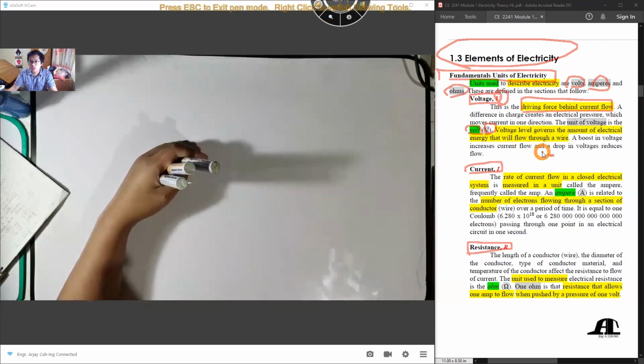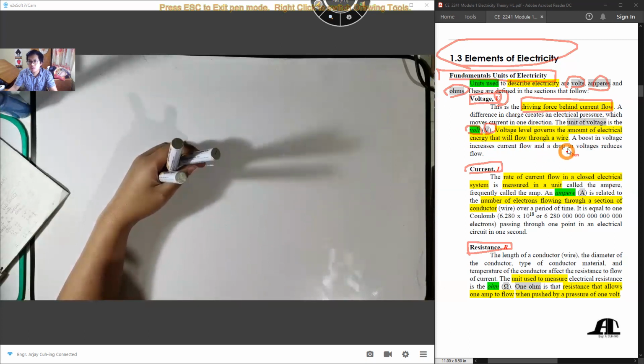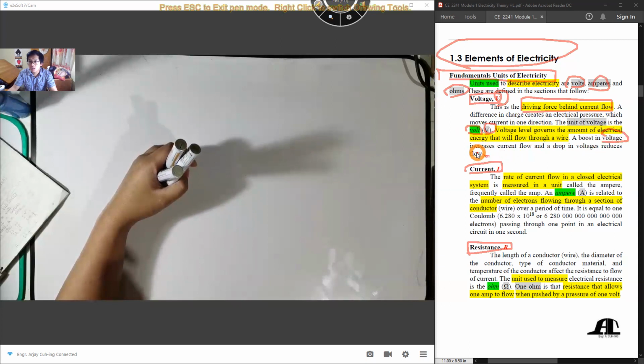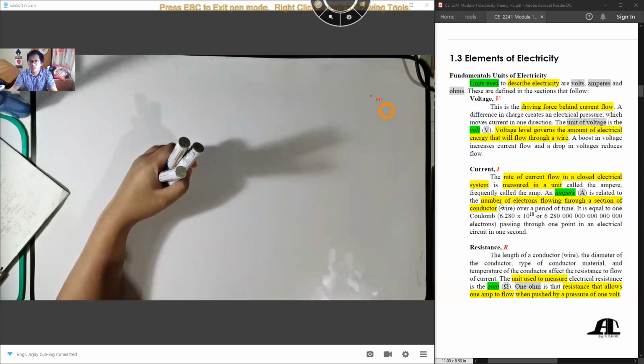Yeah, so another definition class of voltage is voltage level governs the amount of electrical energy that will flow through a wire. Okay, so technically class, a boost class in voltage increases current flow.